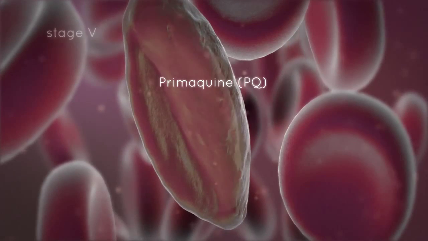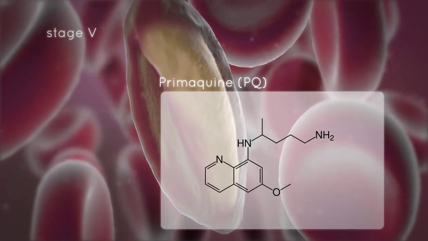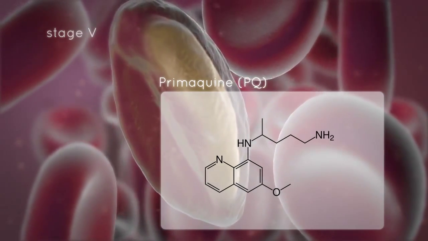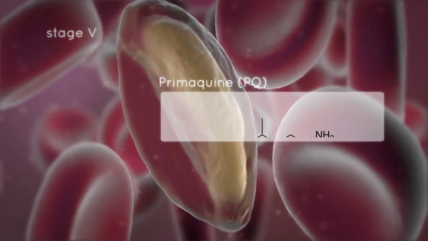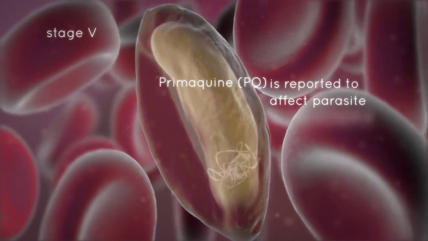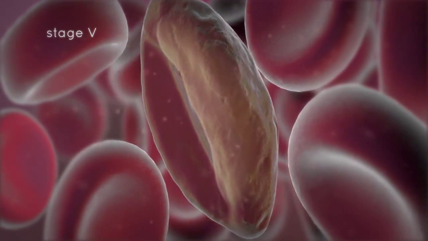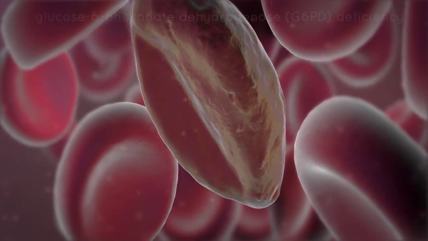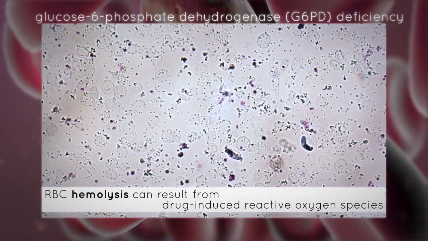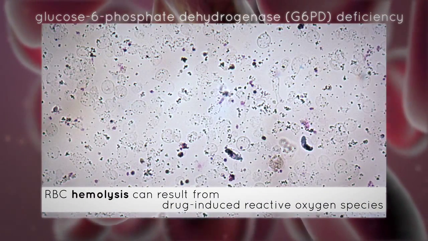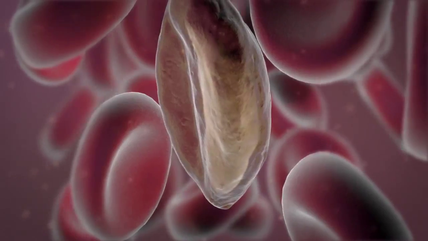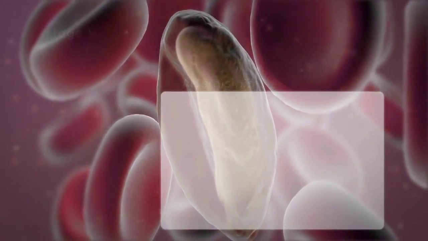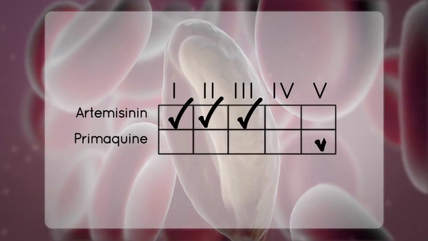Transmission-blocking drugs. Primaquine, PQ, is the only drug currently available that is effective against stage 5 gametocytes. The exact mechanism is not well understood, but is reported to affect parasite mitochondria. However, clinical use is limited by PQ's toxicity, particularly in individuals with glucose-6-phosphate dehydrogenase, G6PD, deficiency, which is common in malaria-endemic regions. Artemisinin is an effective antimalarial, but activity is limited to asexuals and stage 1 through 3 gametocytes.